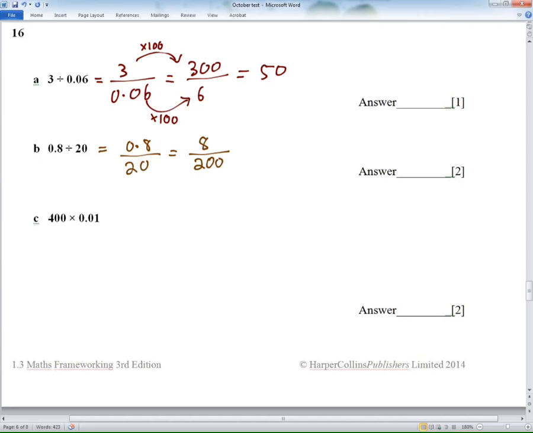Now technically, this is your final answer. 8 over 200 is an absolutely fine answer. We probably want to simplify this because 8 over 200 can be simplified. There are two ways to simplify this. One, we could write it as a decimal. We don't really like 8 over 200, so let's change it to 4 over 100 by dividing top and bottom by 2. 4 over 100 is 4 hundredths, which is just 0.04.